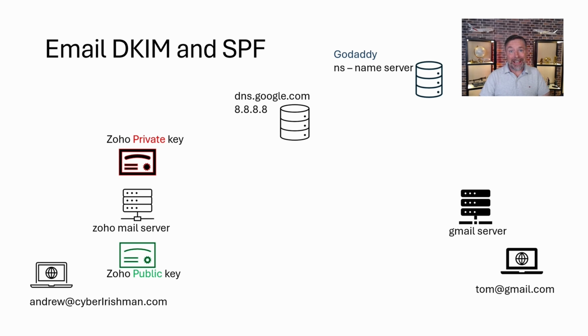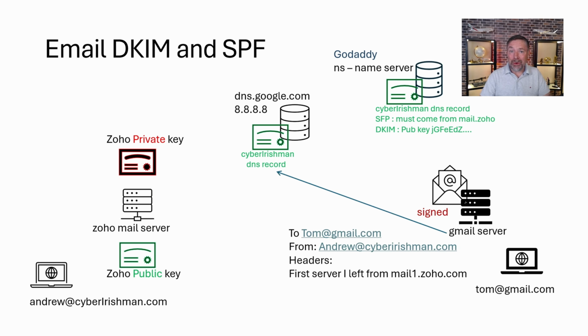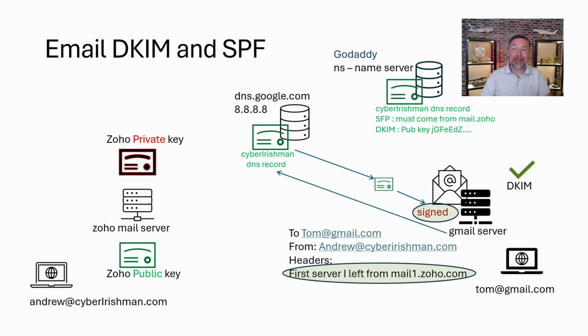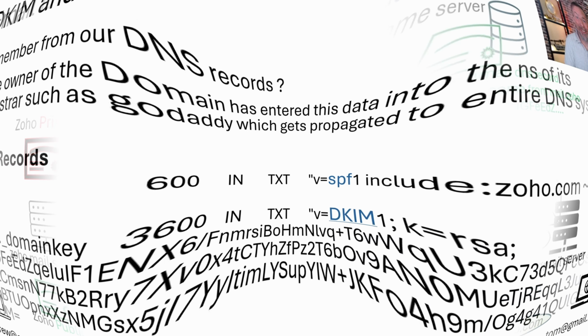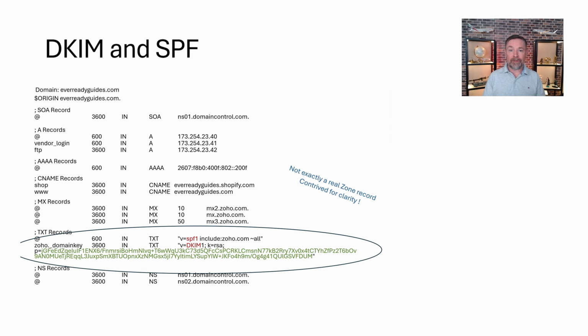As part of our DNS series, let's talk about DKIM and SPF. And don't worry, I'm going to show you how it works exactly, step by step. The DKIM and SPF records have to be entered manually by the owner of a domain into the name server of the person who sold them that domain.